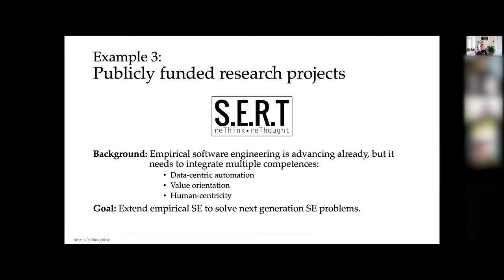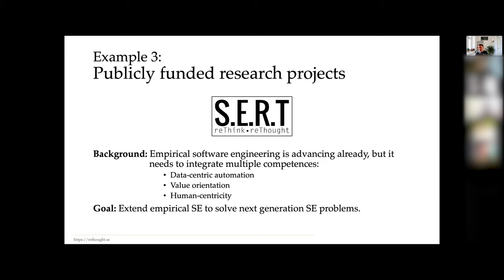So let's conclude today's intro lecture into empirical software engineering with a third example. I will keep this very short, but it's a publicly funded research project. One of the projects in this environment is the CERT project, the Software Engineering Rethought. This is a very long-running, very impactful research project the department is involved in. And the background is actually quite simple.